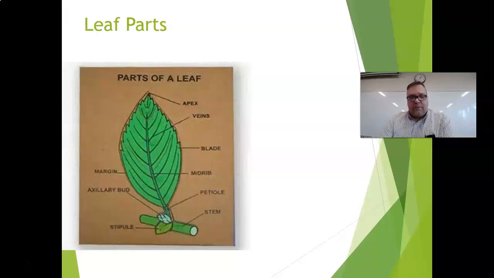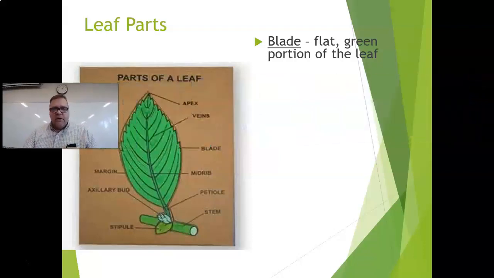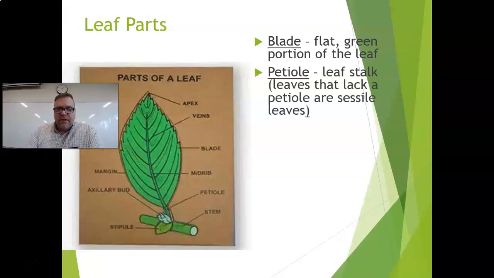Let's talk a little bit about the parts of a leaf. First of all is the blade. I'm going to move my picture over here. The blade is the flat green portion of the leaf. That's not too difficult. The petiole. The petiole is the leaf stalk. Leaves that lack a petiole are sessile leaves.